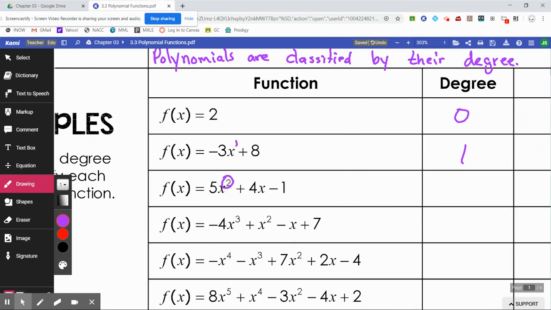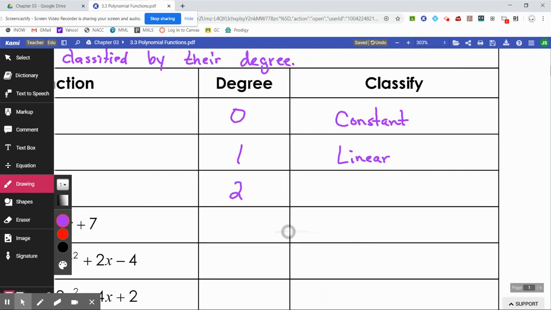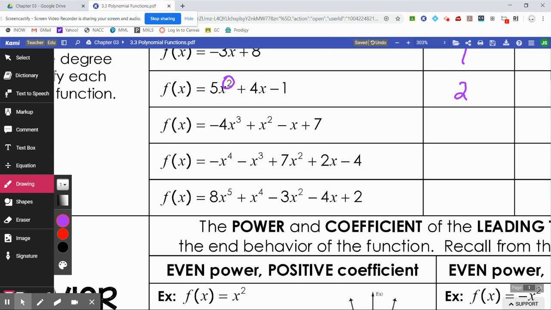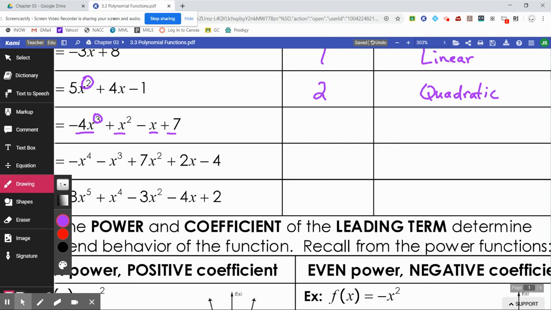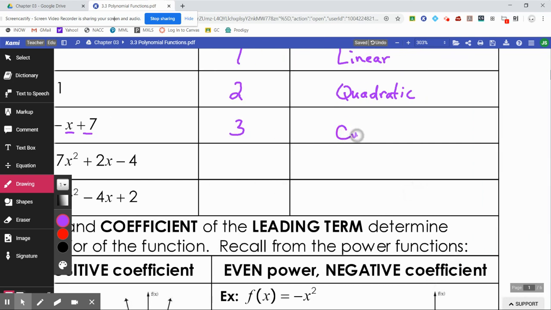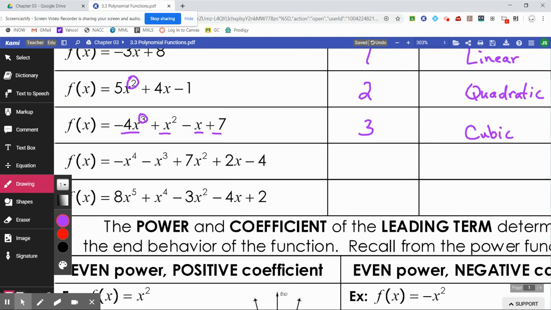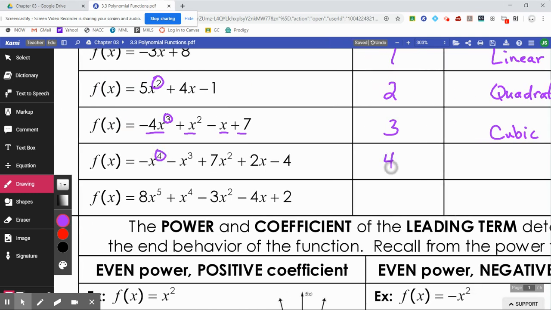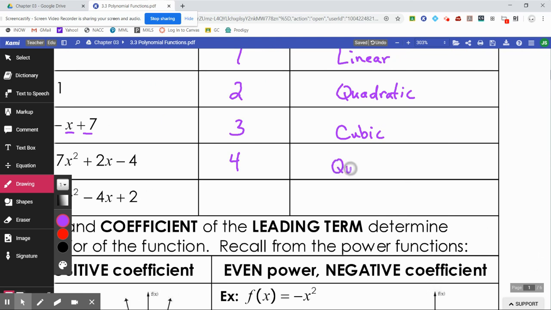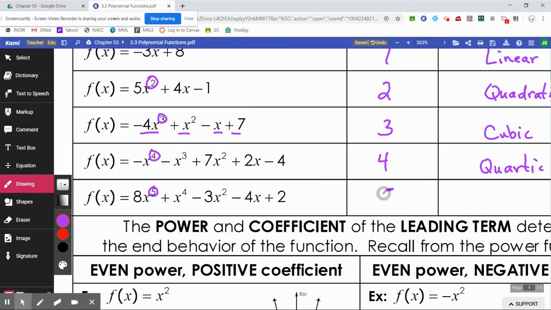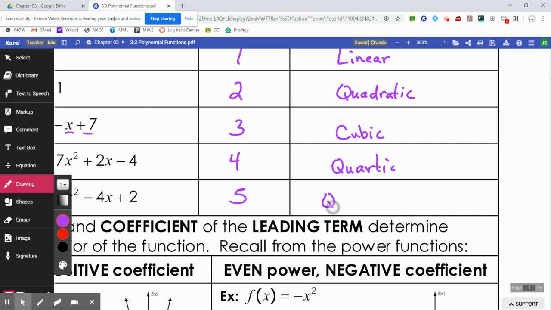Next up, your highest degree is 2. If you were to graph that, it would be a parabola. Degree of 2 is called a quadratic. Next one's highest power is a power of 3, and we're not concerned about the other terms. We're just looking for the highest power. Anytime you have a degree of 3, it's called a cubic polynomial. If the highest power is 4, it's called a quartic polynomial. And finally, if the highest power is 5, it's called a quintic polynomial.